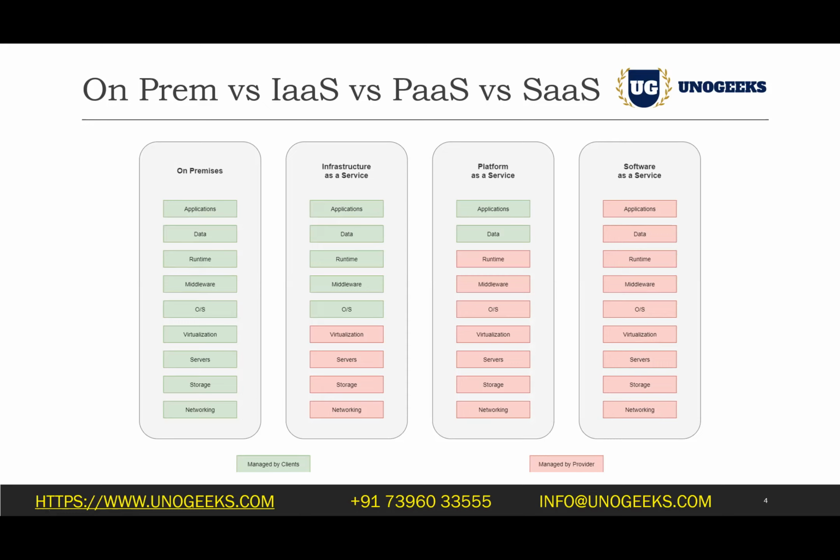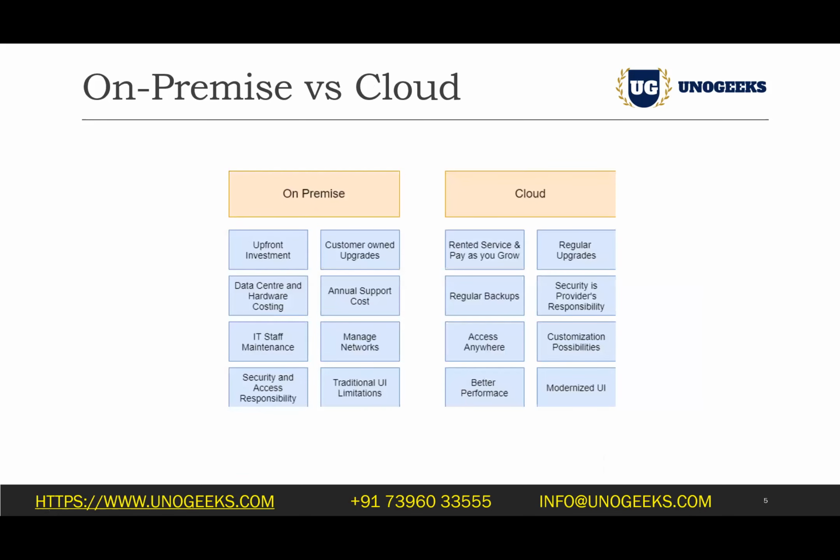So this is again an in-depth comparison of maintaining an on-premise setup or a cloud service. On premise, you need to make upfront investments. For example, you need to purchase your servers, your software, your operating system, your tools, all those things. Data center and hardware costing, of course, is there. IT staff maintenance includes your server maintenance, your software development team, your maintenance team, your QA team, everything.